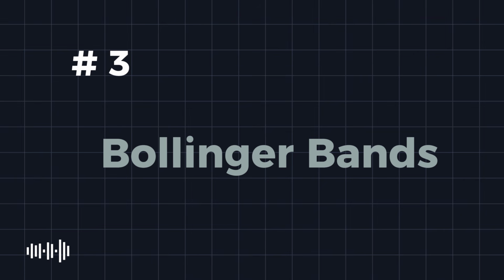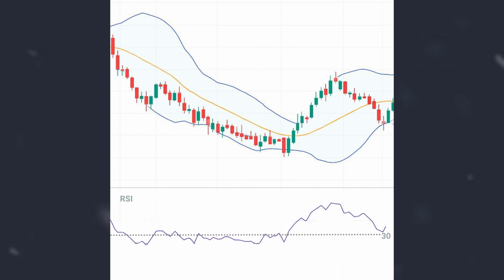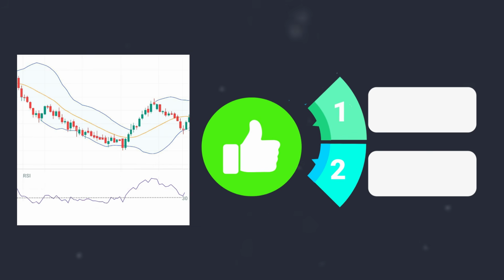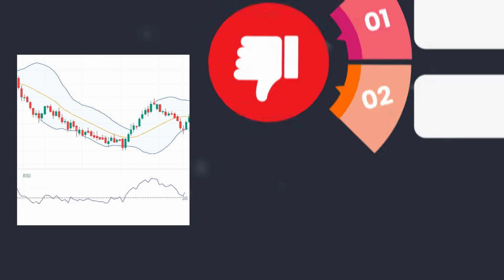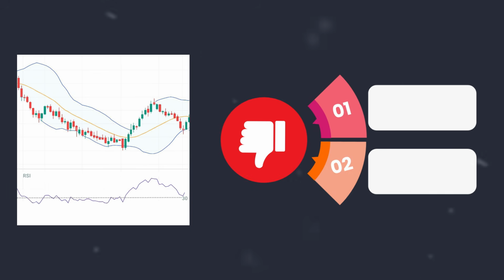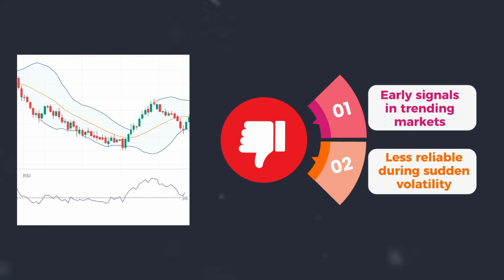Number 3, Bollinger Bands. Bollinger Bands show volatility and price extremes, and they work great with RSI for reversals. Pros: visual clarity for overbought and oversold zones. Performs well in sideways markets. Cons: early signals in trending markets. Less reliable during sudden volatility.